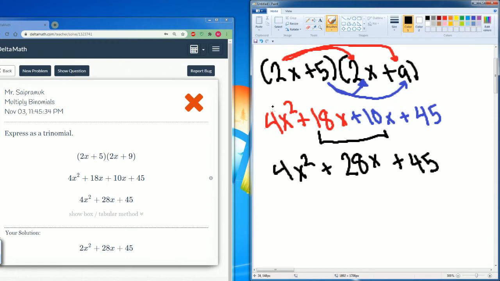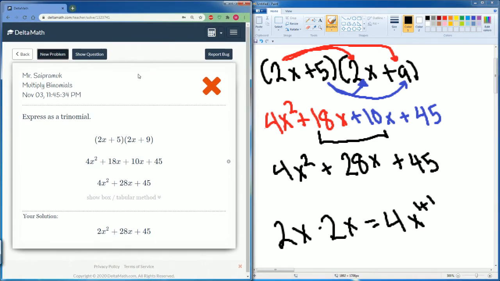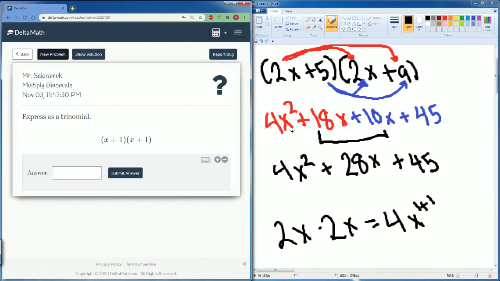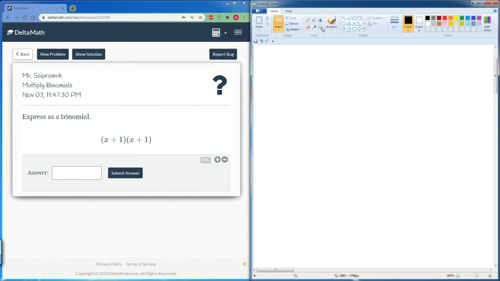Okay, the reason why is 2x times 2x, right? 2 times 2 is 4, and the exponent was 1 plus 1, right? That was the mistake, okay? At least we were able to learn from that, okay? Let's do the next problem. Let's see if we can redeem ourselves.